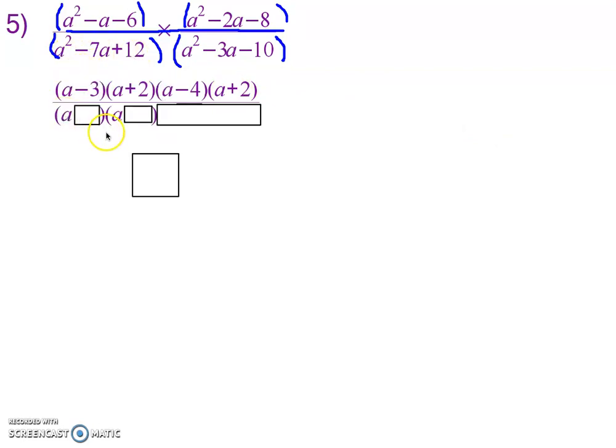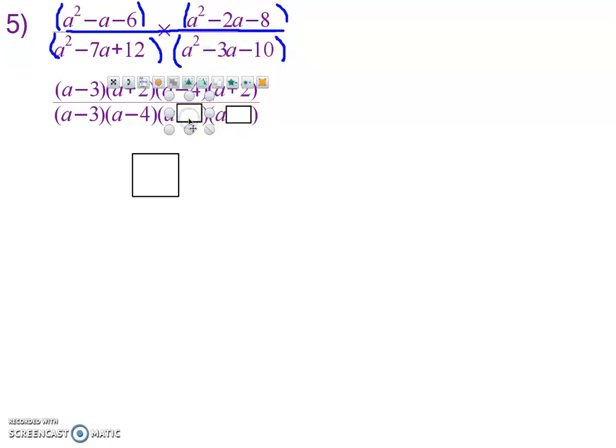Looking at the denominator, three terms, can't pull out a GCF, so set up our reverse FOIL, a times a is a squared. What numbers multiply together to give you 12, that combine together to give you -7, that's -3 and -4. Second parentheses in the denominator, three terms, can't pull out anything, set up your reverse FOIL, two parentheses, a times a is a squared. We're looking to see what numbers multiply together to give us -10, that combine together to give us -3. That's -5 and +2.